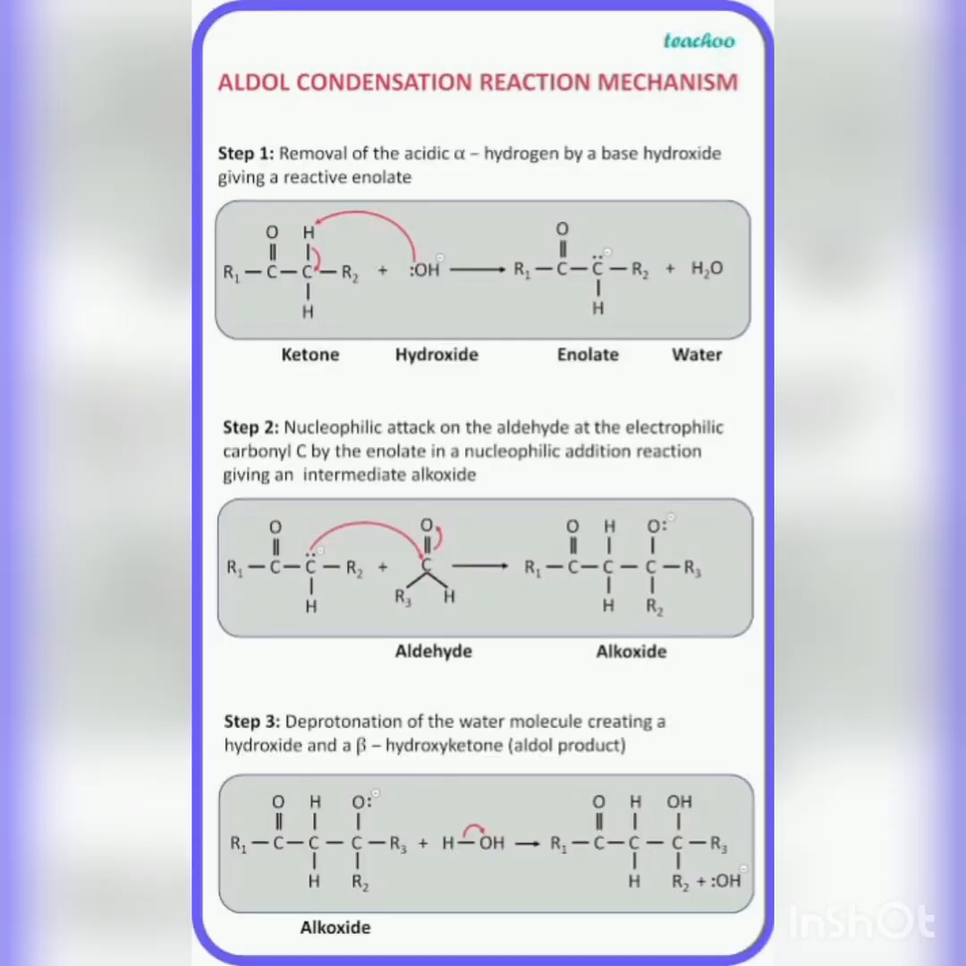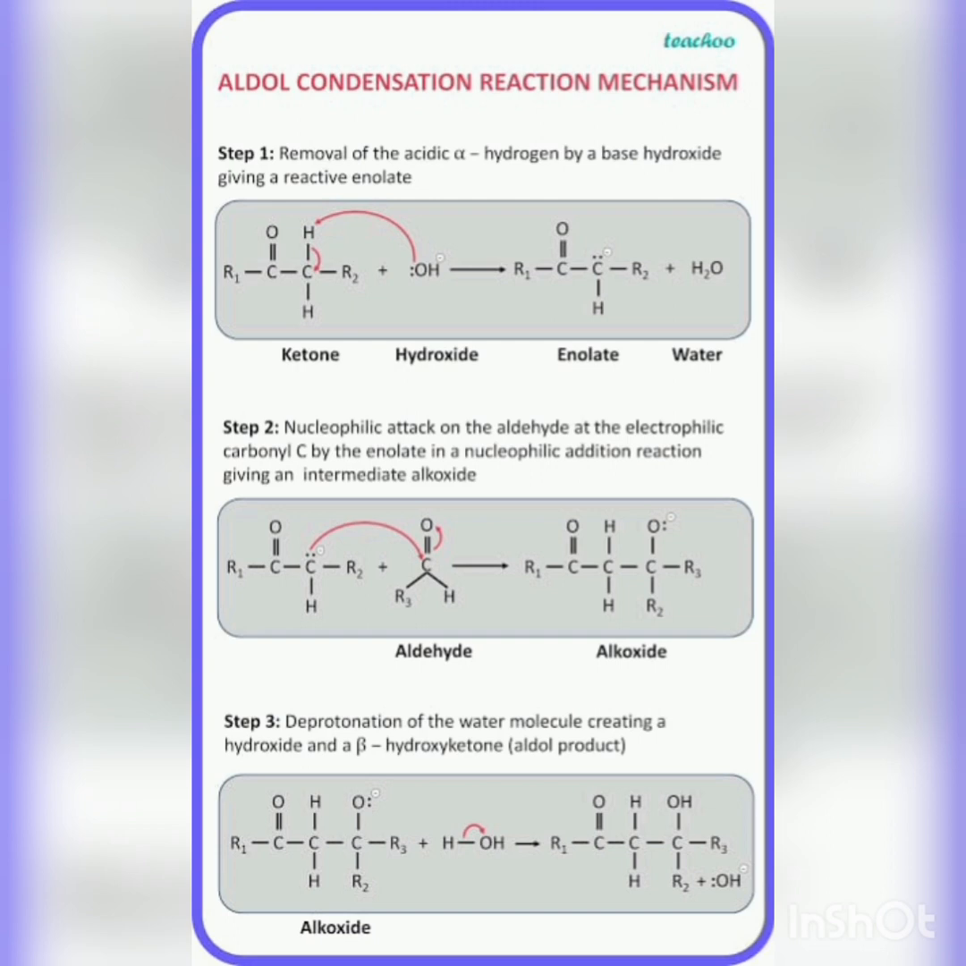Aldol condensation reaction was discovered by Alexander Porphyrovich Borodin in 1872. He was the one who first observed the aldol formation, that is 3-hydroxybutanal, from acetaldehyde in the presence of a few crystals like zinc chloride or hydrochloric acid.